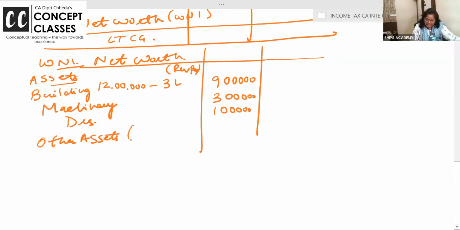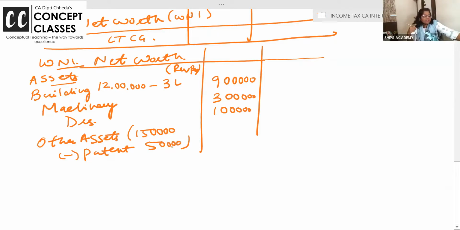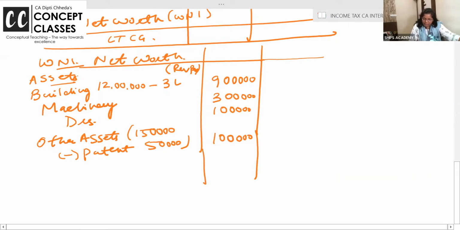Then we are taking other assets. In other assets, 1,50,000 minus the patent. Why am I deducting the patent? Because they said, read adjustment number C again. They said patent is included at 50,000 without depreciation. So 1 lakh other assets, no problem.